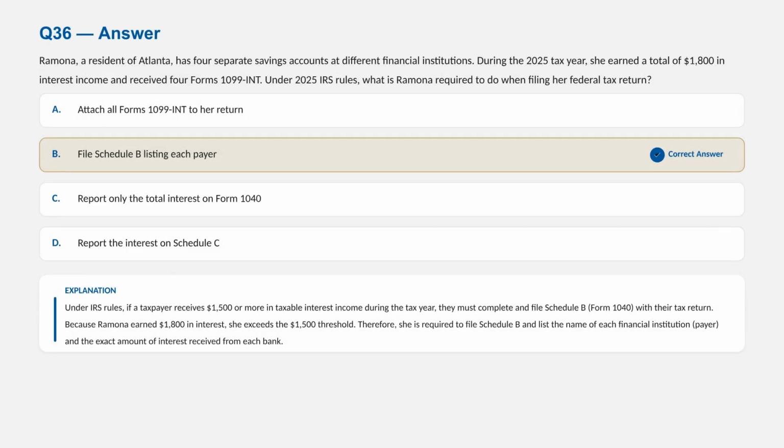The correct answer is B. File Schedule B listing each payer. Under IRS rules, if a taxpayer receives $1,500 or more in taxable interest income during the tax year, they must complete and file Schedule B, Form 1040, with their tax return. Because Ramona earned $1,800 in interest, she exceeds the $1,500 threshold. Therefore, she is required to file Schedule B and list the name of each financial institution, payer, and the exact amount of interest received from each bank. Great. Now let's move to our next question.